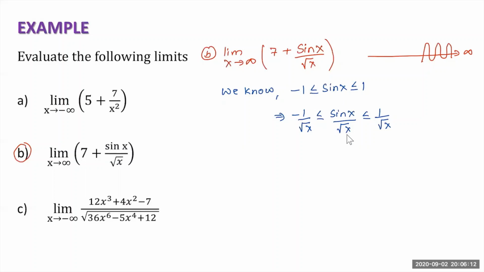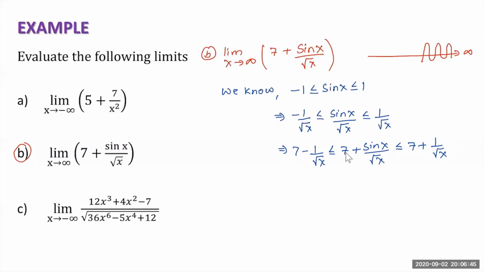Still, the function here is not the question that is asked here. It is 7 plus sine x over x. That means I need to add 7 here. So in order to add 7 here, I have to add 7 here and also here. So let's add 7 throughout. So this will be 7 minus 1 over the square root of x, less than or equal to 7 plus sine x over the square root of x, which is less than or equal to 7 plus 1 over the square root of x.